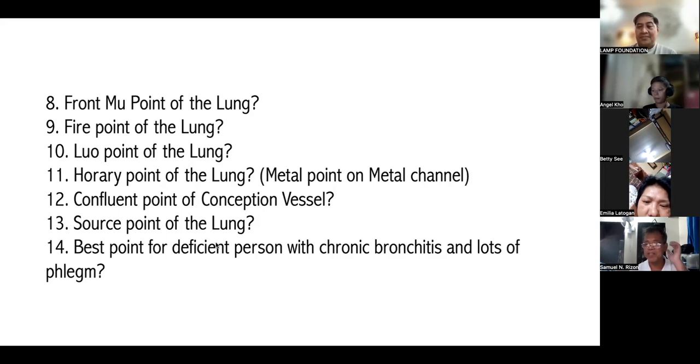Hi, Doc, I have a question regarding this number 14. If there's a lot of phlegm, we usually use also stomach 40. Can we combine stomach 40 with, of course, lung? Of course. Pwede, no? Pwede. Yes, stomach 40. Or even spleen. What is the spleen 9? Yeah. Ang galing. I'm so proud of you. We're all so good. Thank you very much.